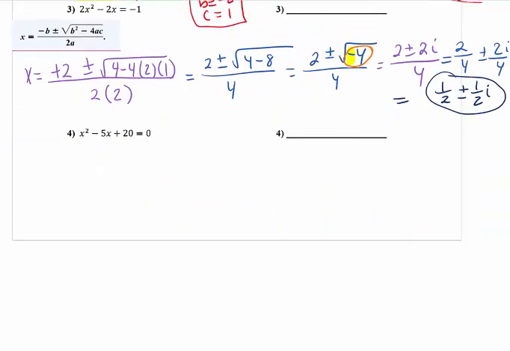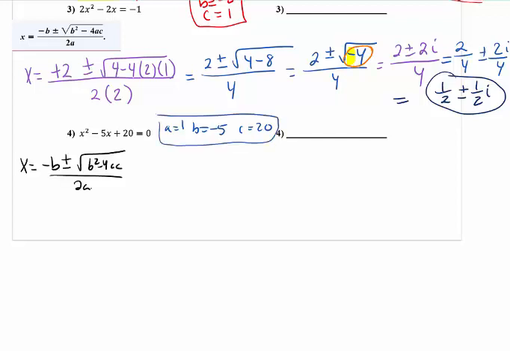So going to our last problem, we have x squared minus 5x plus 20. So again here, it's in the correct form. a is equal to 1, b is equal to negative 5, c is equal to 20. And there are some really cool sayings to memorize this in songs. So if you're one that has a hard time memorizing, go onto YouTube, just type in quadratic formula, and you'll find some very funny ones.